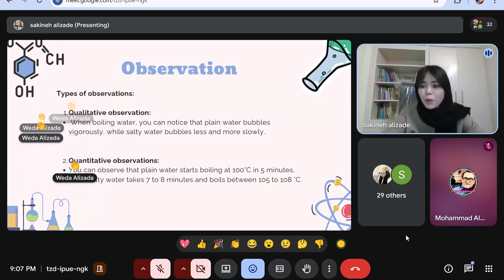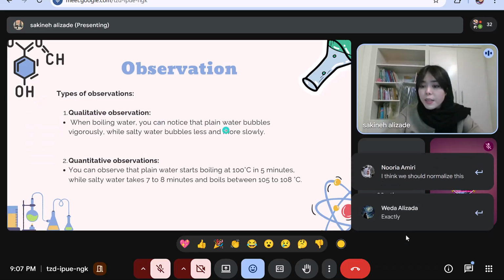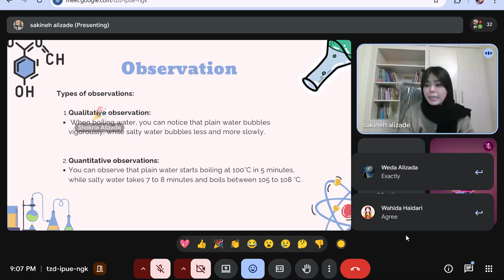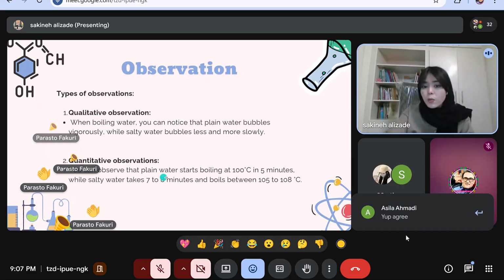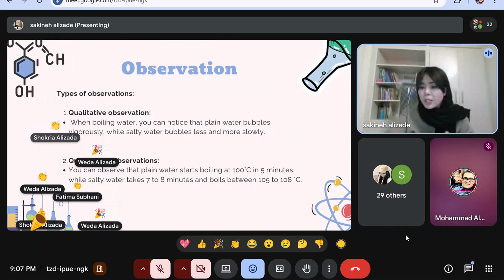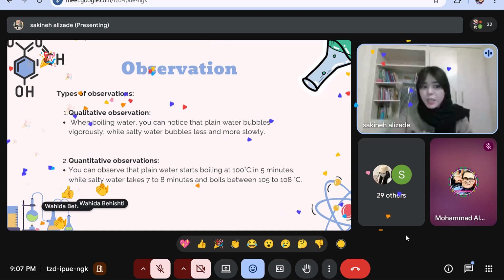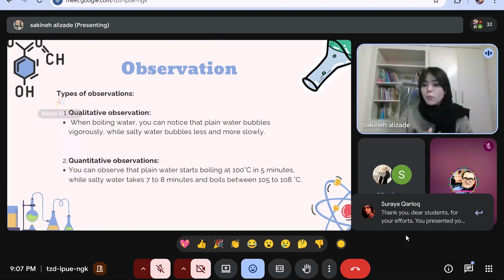We experimented with boiling salty water and also plain or pure water. In boiling, as we observed, the plain water bubbles vigorously and very rapidly, while the salty water bubbles less forcefully and more slowly. For quantitative observation, we observed that the plain water started boiling at 100 degrees Celsius in 5 minutes, while the salty water takes 7 to 8 minutes and boils at 103 or up to 108 degrees Celsius.